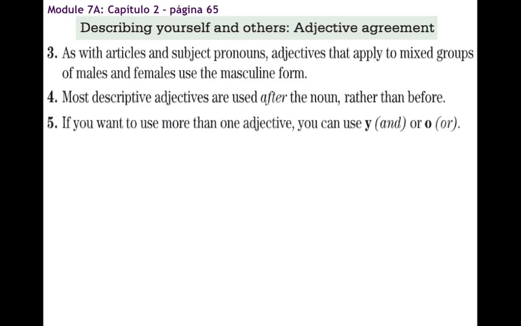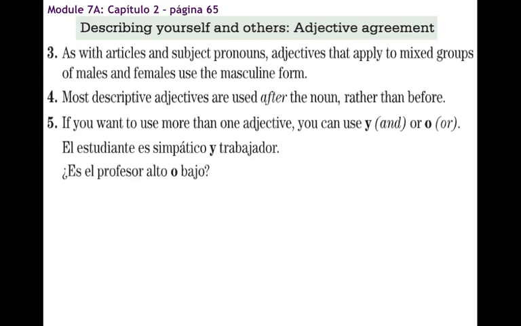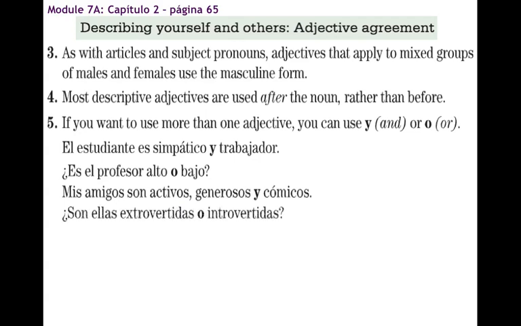If you want to use more than one adjective, you can use y, and, or o between them. Por ejemplo, repitan por favor. Let me hear you say this. El estudiante es simpático y trabajador. ¿Es el profesor alto o bajo? Repitan por favor. Mis amigos son activos, generosos y cómicos. Repitan, ¿son ellas extrovertidas o introvertidas?